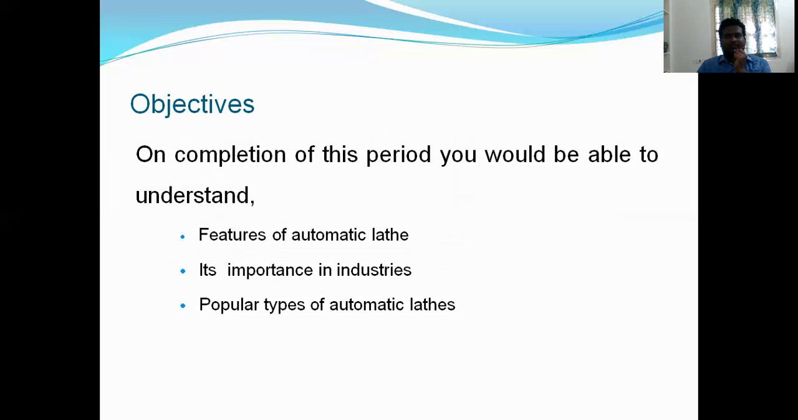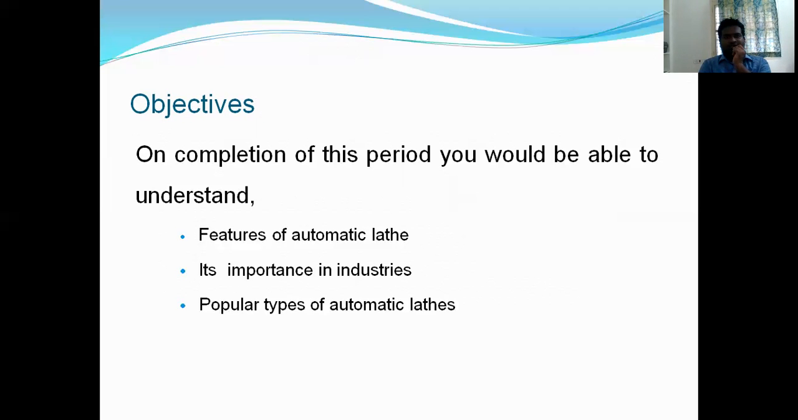features of the automatic lathe. As we know some of the points about the automatic lathe, as we discussed the features of the capstan lathe and turret lathe, in the same way we have to discuss the features of the automatic lathe and its importance in industries, and the popular types of automatic lathe, in today's session. Right? We know about the automatic lathe, and some of the points we discussed and covered in our previous lecture. Right?